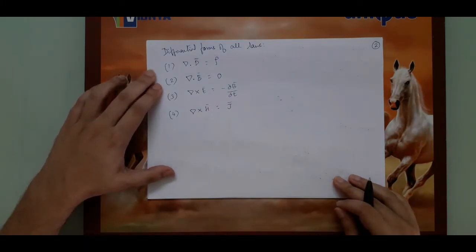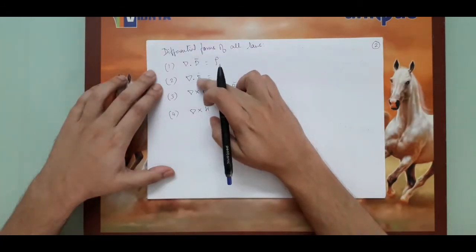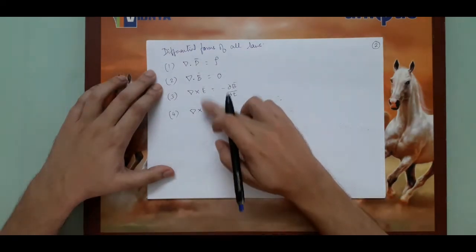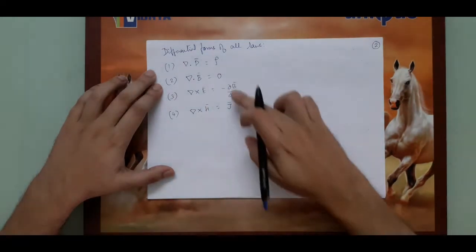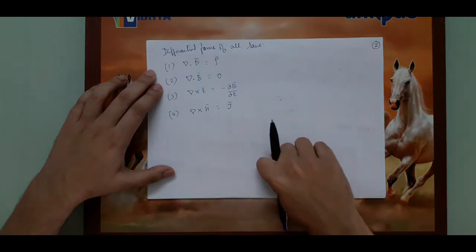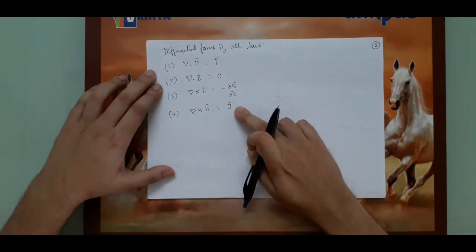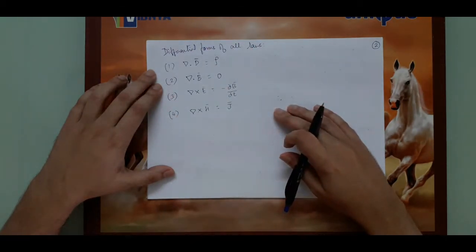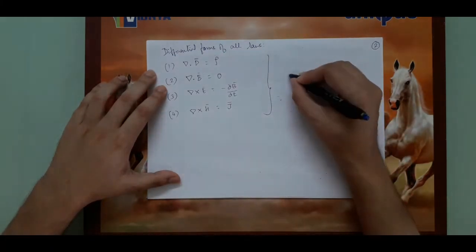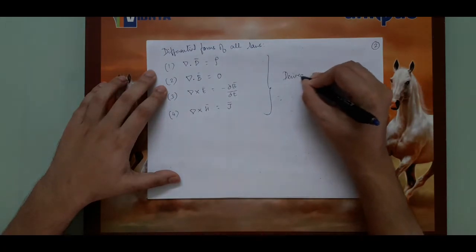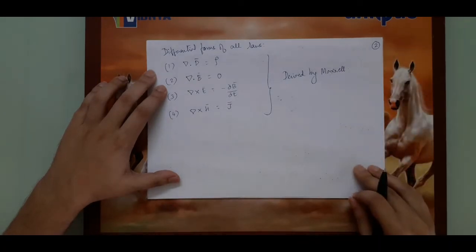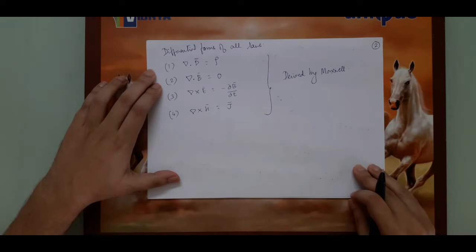So just like how D and B are analogous to each other, we have correlated them using the Gauss laws, and just like how E and H are analogous to each other, we have correlated them using the Faraday's law and the Ampere's law respectively. So these were the forms which were derived by Maxwell, James Clerk Maxwell, the British physicist.